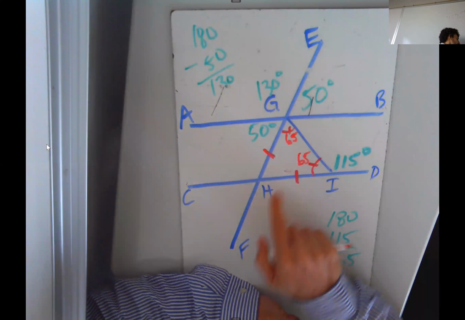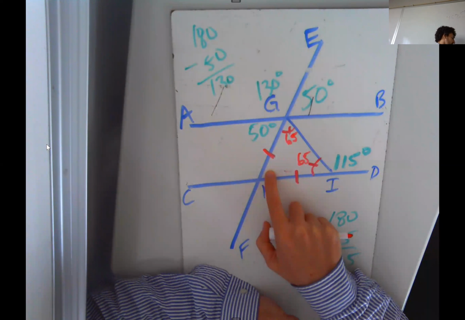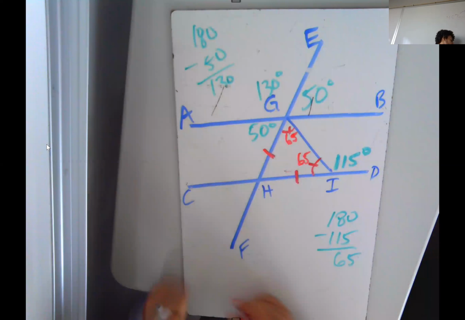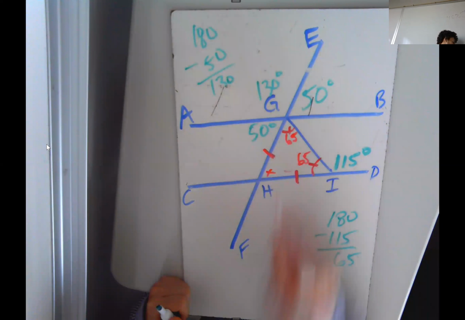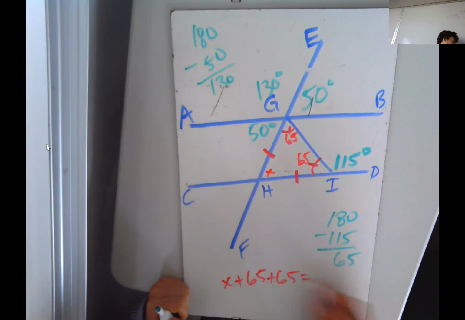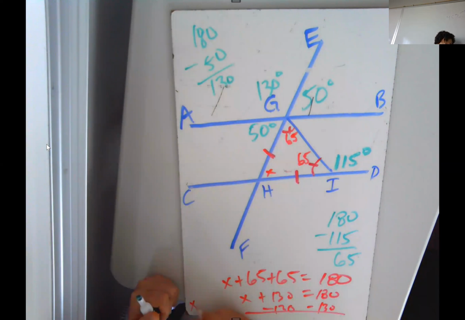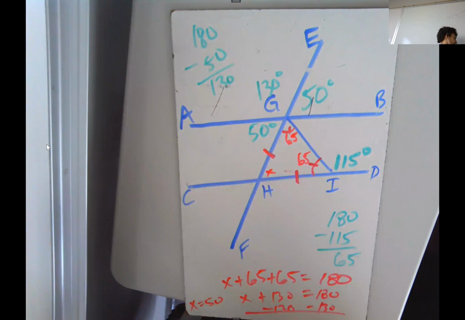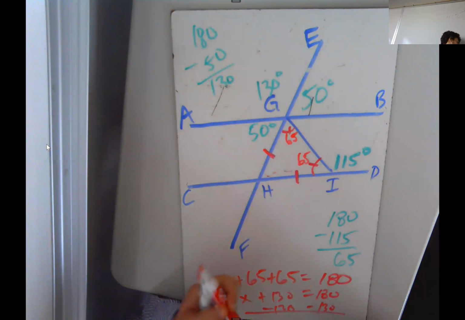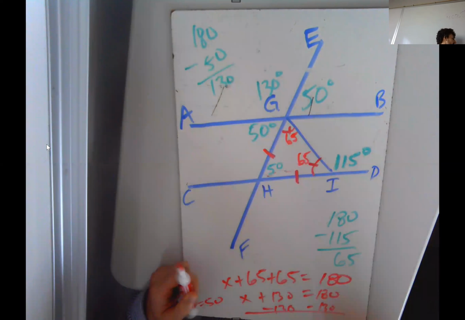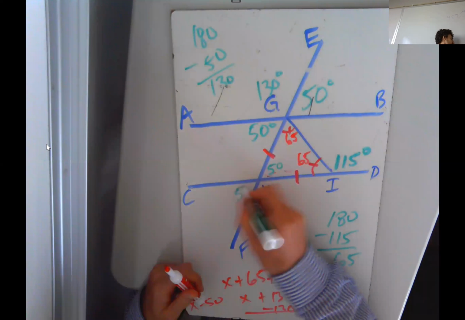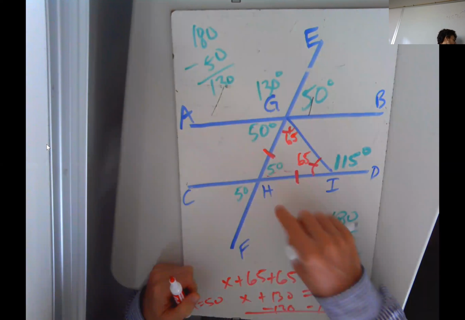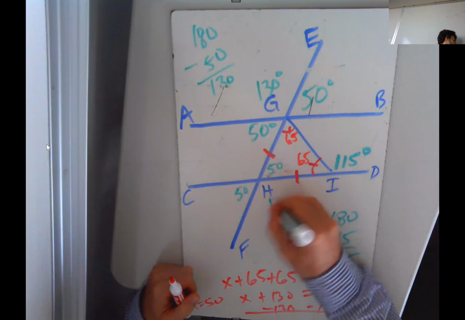We should be able to find this third angle here in the triangle, because we have, we'll just call this x. X plus 65 plus 65 equals the total inside a triangle, which is 180. So x plus 130 equals 180. Subtract 130 from both sides and get x equals 50. So that means that this third angle here is 50. Then from there you can go vertical for this 50, and you can do linear pairs here for this 130 and this 130.